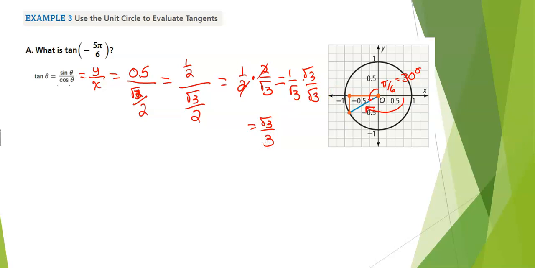And that's the tangent. Now you can figure out the sign by realizing that both the cosine and the sine are negative. And if it helps you to do it here, that's fine too. It doesn't really matter where you do it. If they're both negative, then negative divided by negative is a positive. So the tangent is square root of 3 over 3, and it's positive.